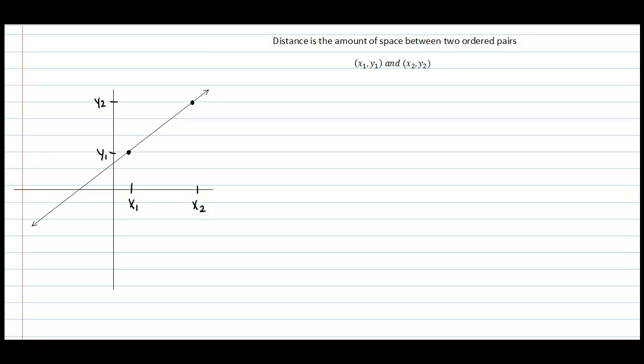The distance is the amount of space between two ordered pairs. We're going to label that D. To find the distance between two ordered pairs, we need to find the difference between the x values and the difference between the y values. Notice by finding the difference between the x's and the y's along with the distance between the 2 points, we have created a right triangle.